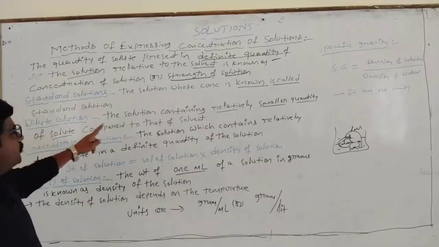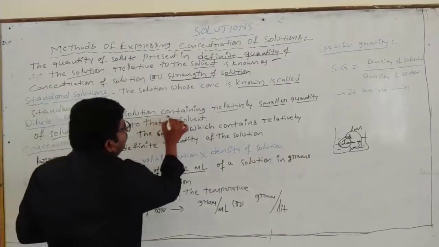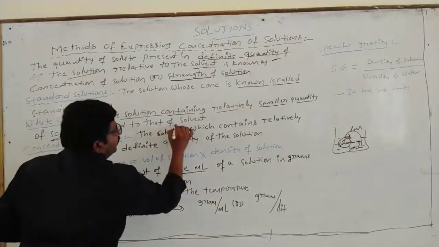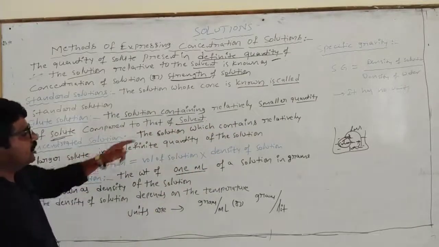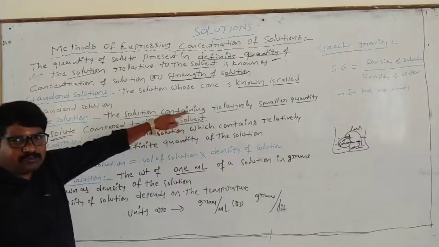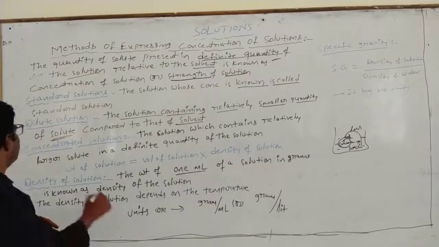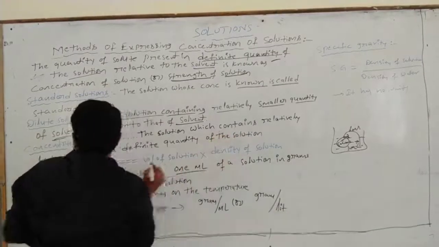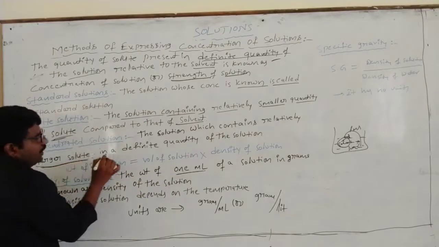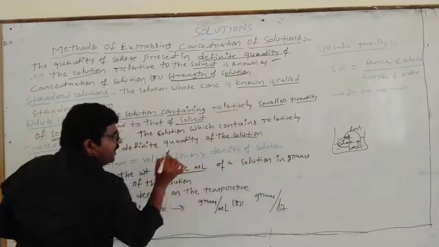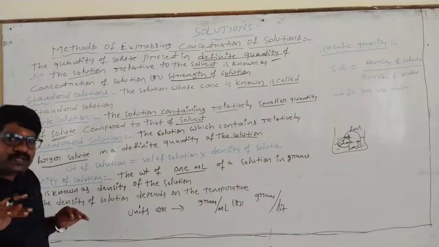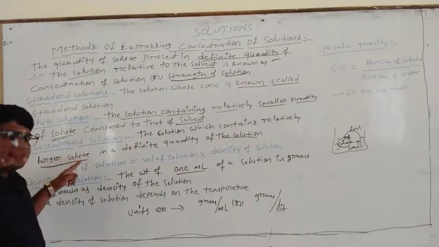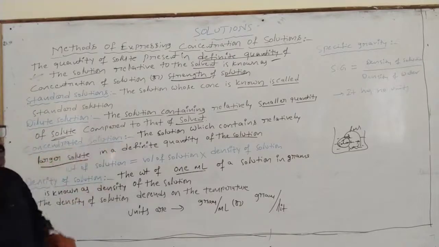So a dilute solution means the solution containing a relatively smaller quantity of solute compared to the solvent, meaning the solvent quantity is more than the solute. A concentrated solution is the solution which contains a relatively larger quantity of solute. As you know, a solution is solute plus solvent, so the solute is larger than the solvent. That is called a concentrated solution.